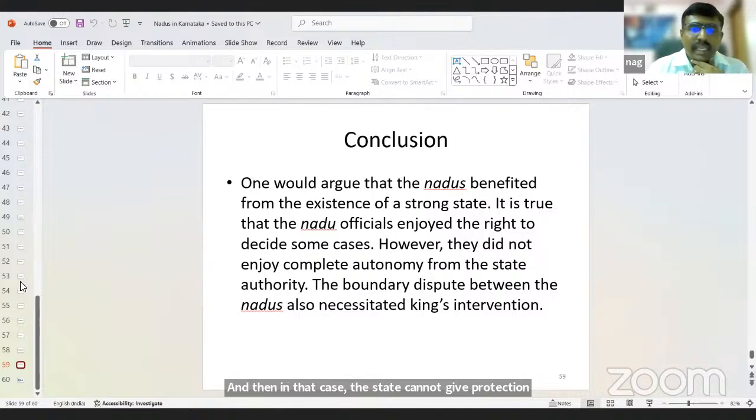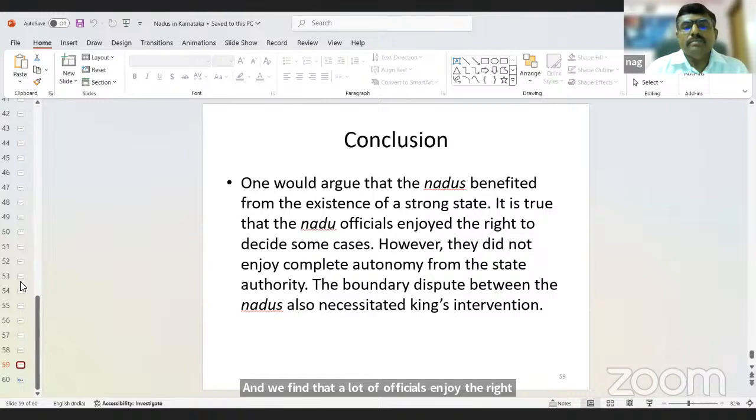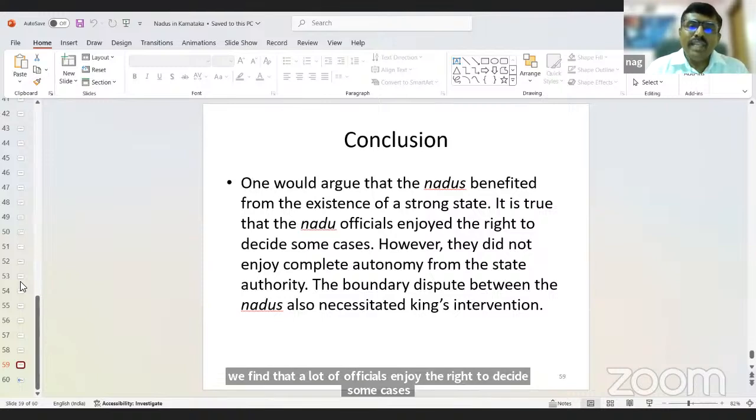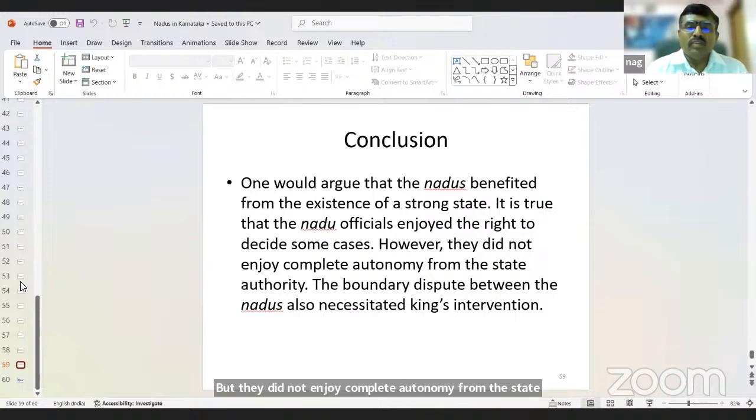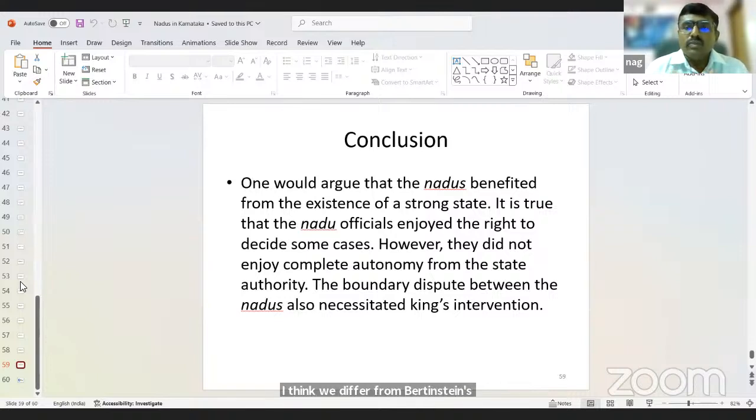And we find that Nadu officials enjoyed the right to decide some cases, but they did not enjoy complete autonomy from the state authority. So we cannot say that Nadus enjoyed complete autonomy, or that they were independent of the state authority, as argued by Stein. This is where we differ from Stein's argument regarding the Nadus, their functions, and their relationship with the state.